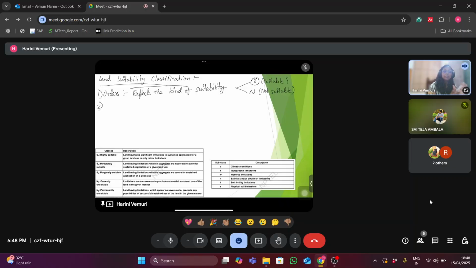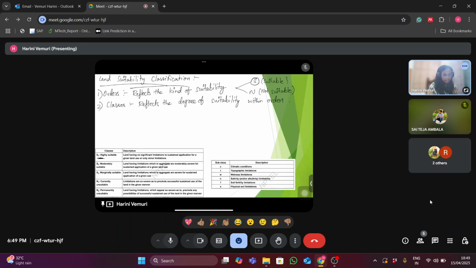Then upon further dividing the orders, we have classes, which reflect the degree of suitability within orders. Here if you see, there are multiple classes like S1, S2, S3, N1, N2. S means it is suitable, N means not suitable. So S1 means highly suitable.